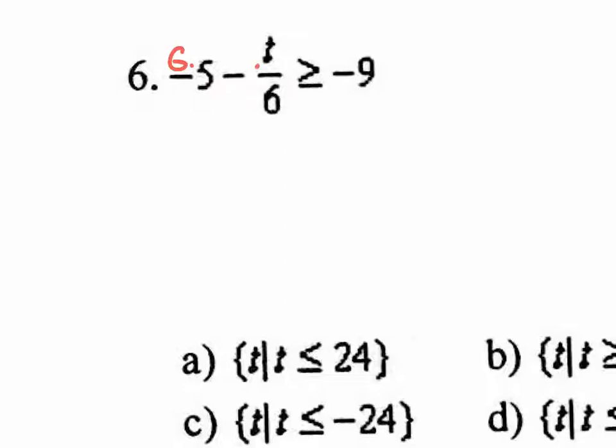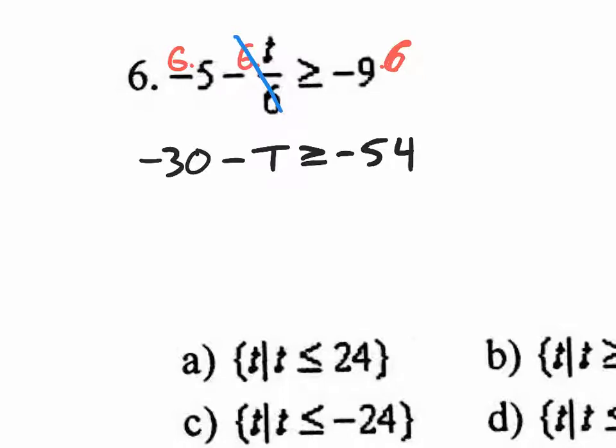Negative 5 times 6, the fraction times 6, the 9 times 6. So on the left side, we're going to have negative 30. And then the 6 on top and the 6 on the bottom cancel out. You will have a minus T, I'll do a capital T, is greater than or equal to negative 54. 9 times 6 is 54.